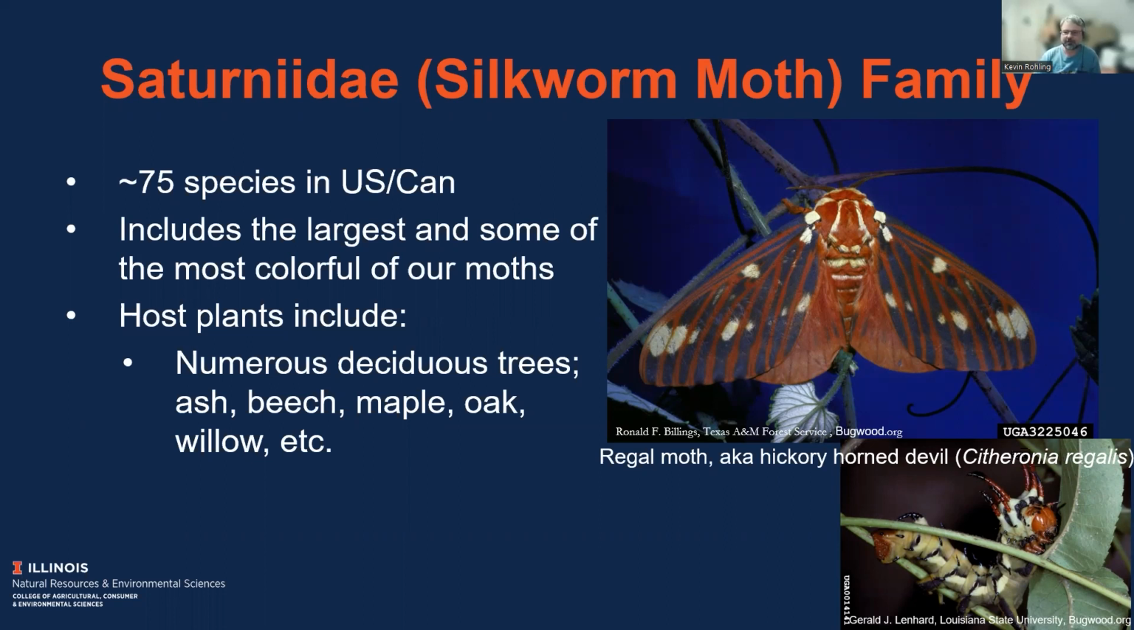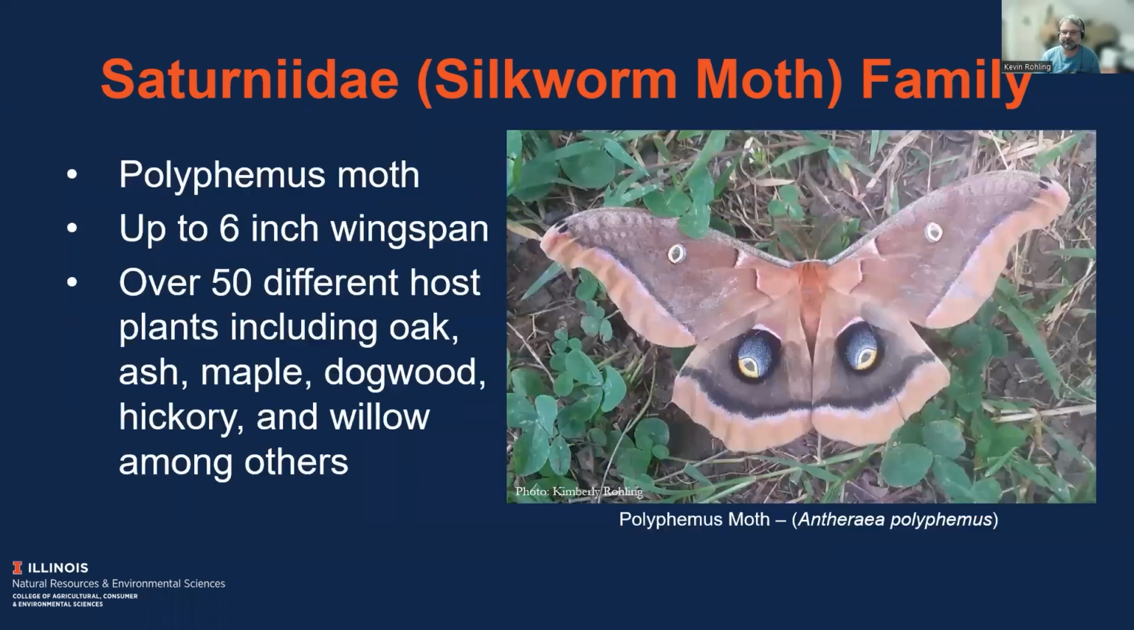for this regal moth, also known as the hickory horned devil in its larval stage, it can feed on numerous deciduous trees, including ash, beech, maple, oak, willow, and so on. Another one of our largest moth species is the Polyphemus moth, in the same family. It can have up to a 6-inch wingspan, and as the name implies, can have 50 or more different host plants, including oak, ash, maple, dogwood, hickory, and willow.